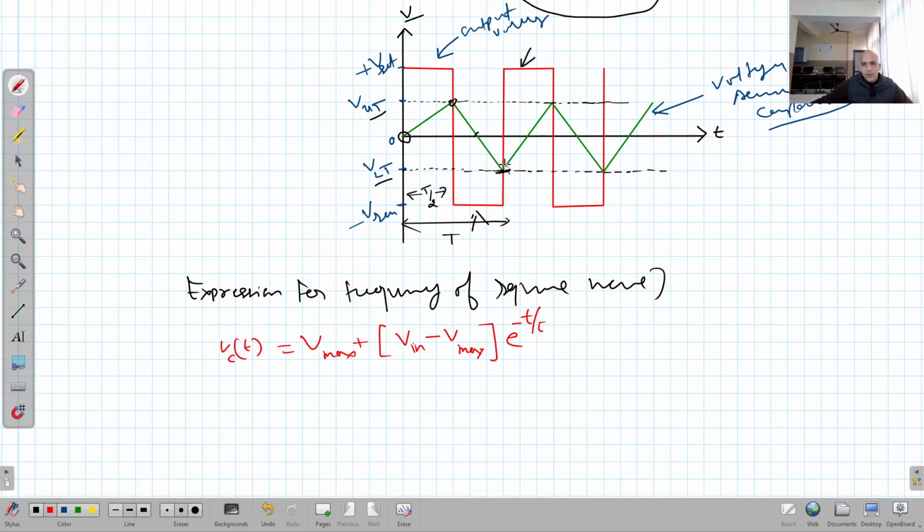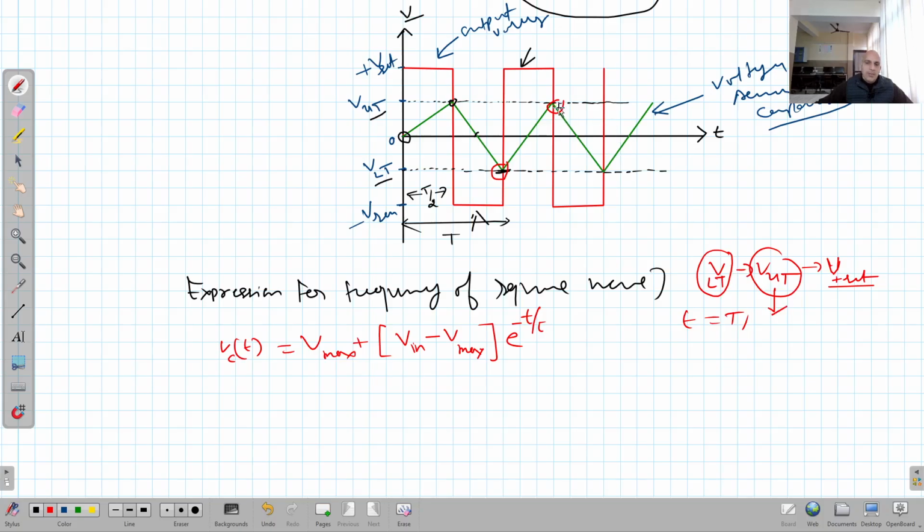So let's suppose we are taking from here to here. Let the capacitor go from V lower threshold to V upper threshold. So the initial voltage is V lower threshold. And what is the maximum voltage that the capacitor can have? It is obviously plus V saturation. This is the maximum voltage. Suppose at any instant, at time t equal to t1, the voltage at the capacitor is equal to V upper threshold.